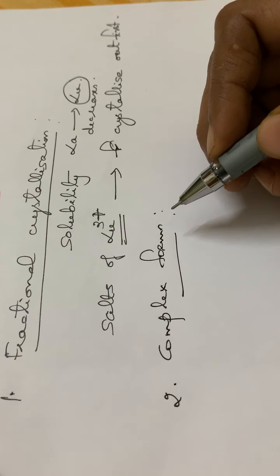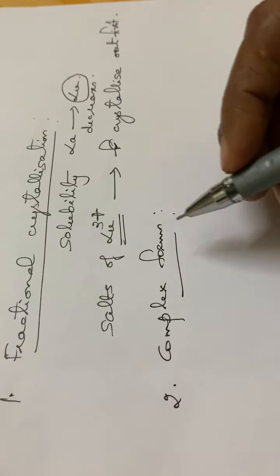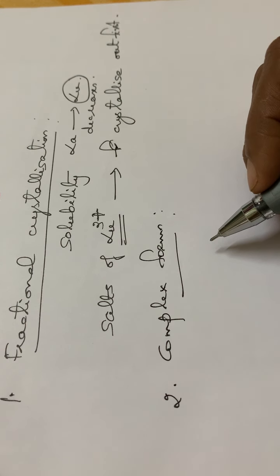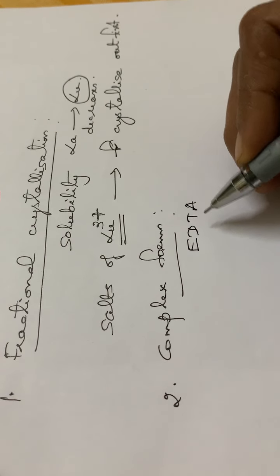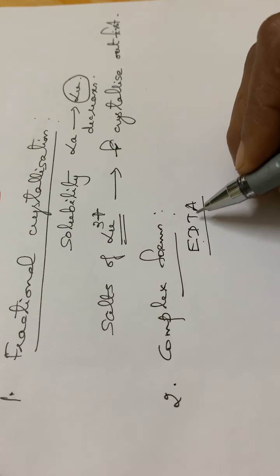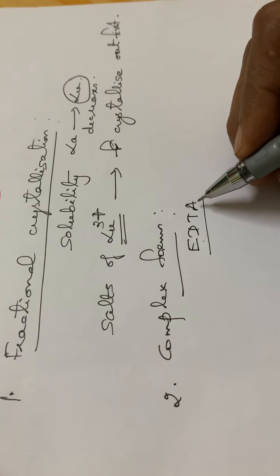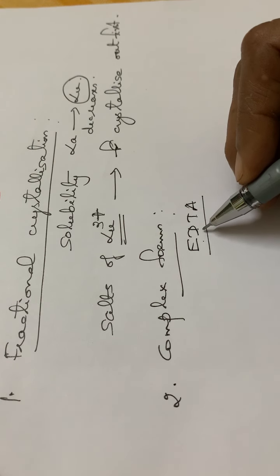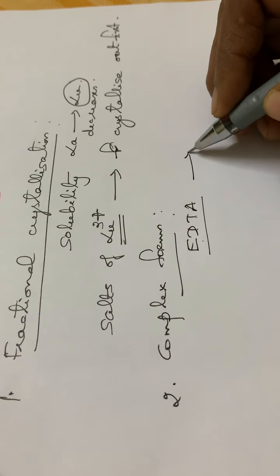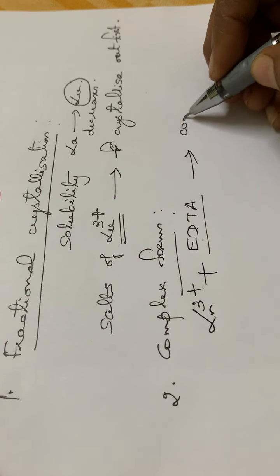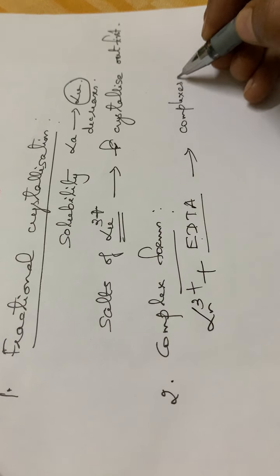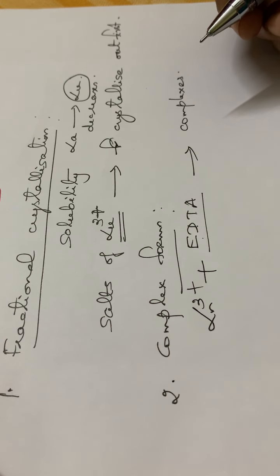Complex formation. In the case of lanthanides, usually they can form complexes. Normally we are using EDTA. What is EDTA? It is ethylene diamine tetraacetic acid. So when lanthanides are treated with EDTA, they form complexes. EDTA means ethylene diamine tetraacetic acid.